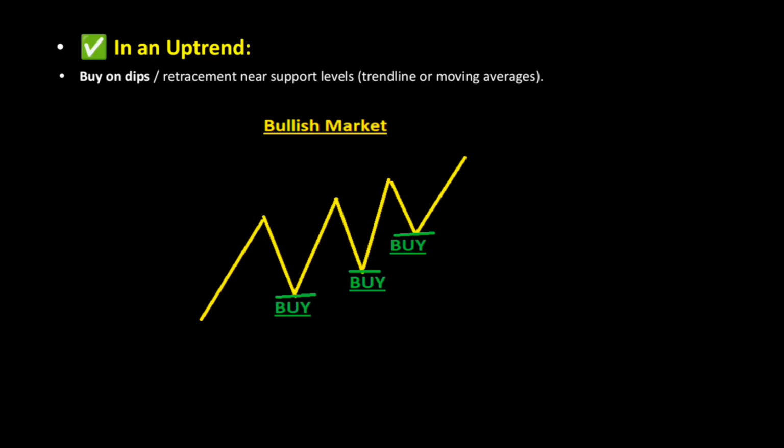So in an uptrend, we buy on dips or retracements near support levels. In such, you can look at the bullish market. So the price moves up. When it retraces and starts moving up, this is when we start looking for buying opportunities. The price moves up, again it retraces. So we buy when it retraces. It is not wise to buy when the price is in an impulsive move because it can retrace and it can hit you out.